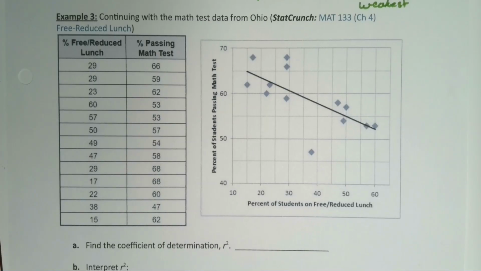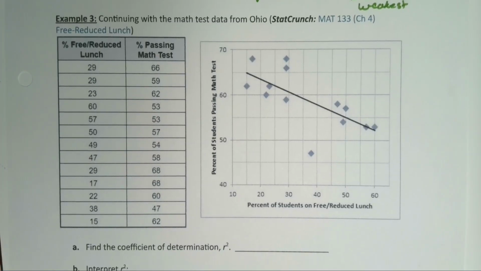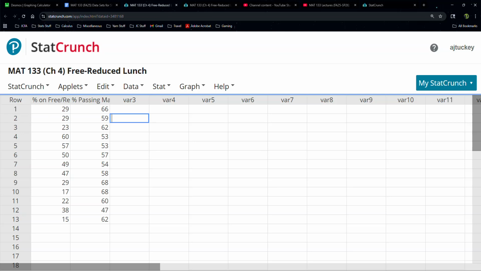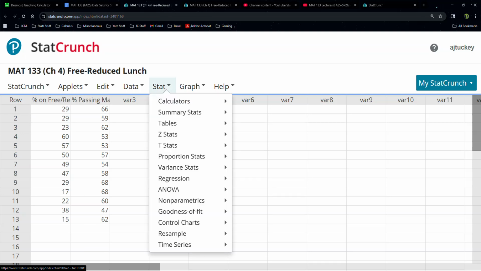So we want to be able to find R squared from a data set, and we're going to do that with StatCrunch, right? We never find anything in this chapter by hand. So we've seen this data set before, so let's go grab it again. I'm going to go to my chapter 4 data set, and this is the free reduced lunch one. I'm going to click on that link and click right there. All right, so it has the free reduced lunch on the first column and the passing math on the second column.